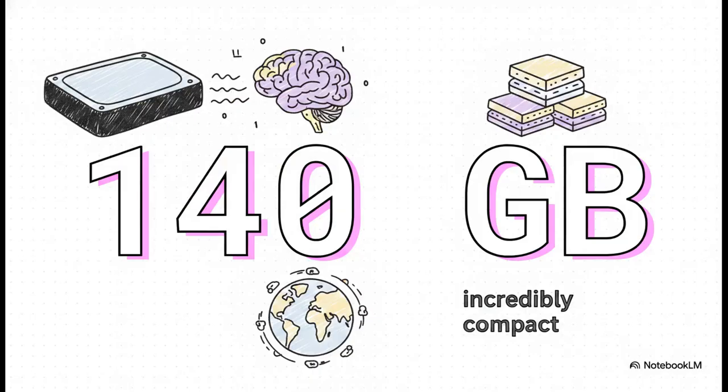140 gigabytes. That is the sheer physical scale of the Llama 2 70B parameters file sitting on your hard drive. Because it's a 70 billion parameter model, and every single one of those parameters is stored as a 2-byte number, the file gets absolutely massive.